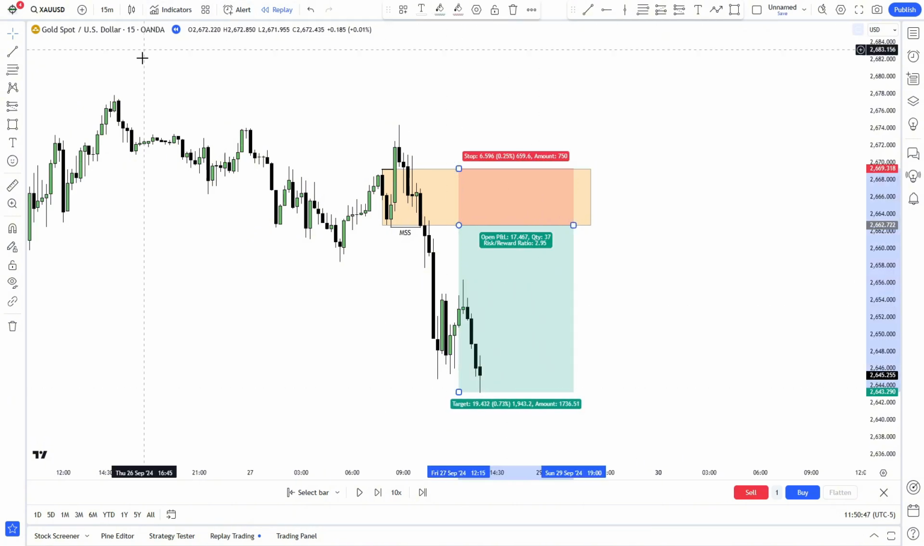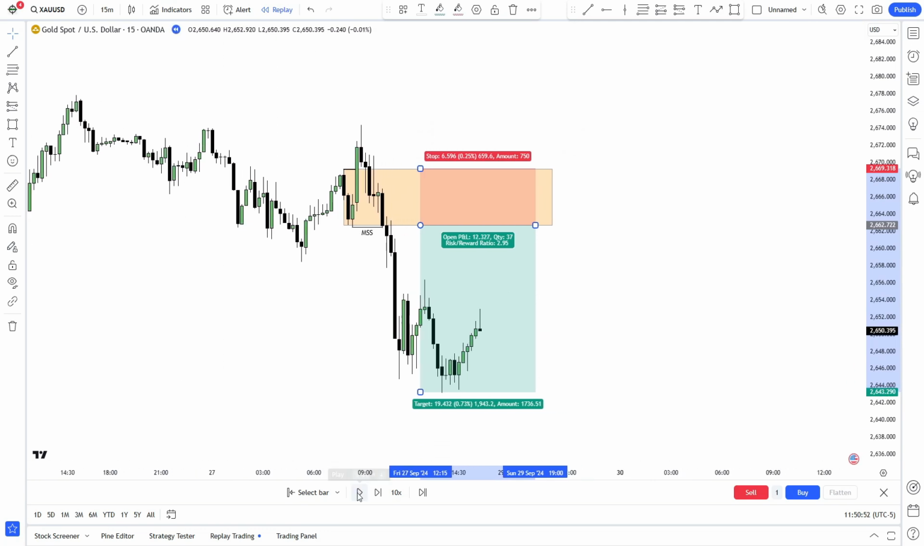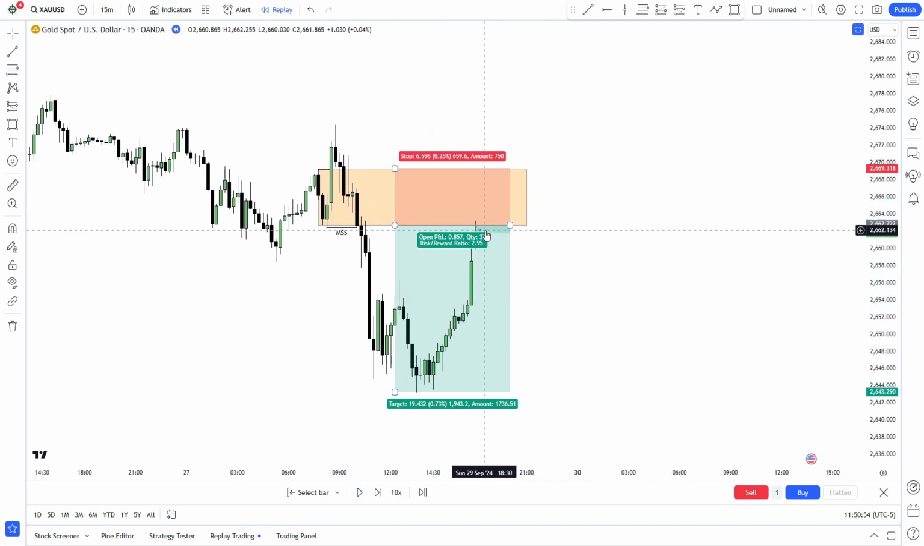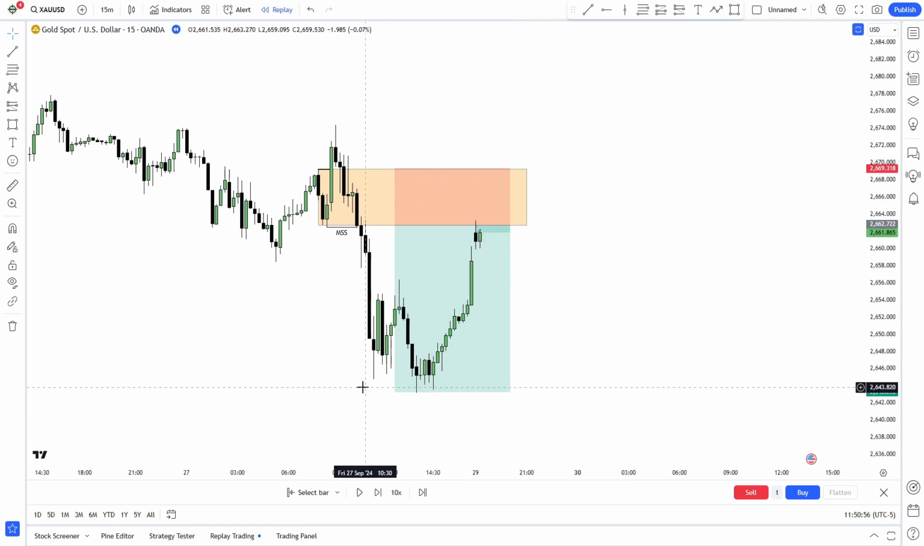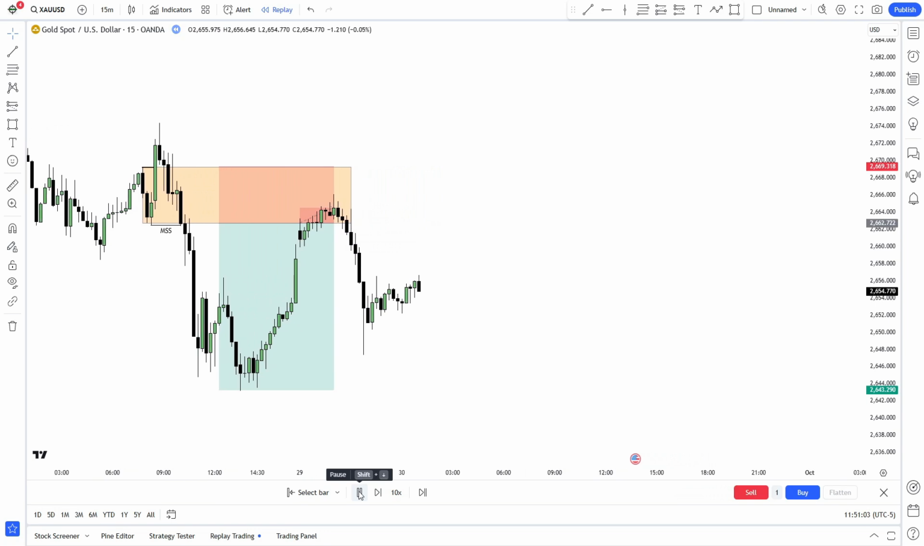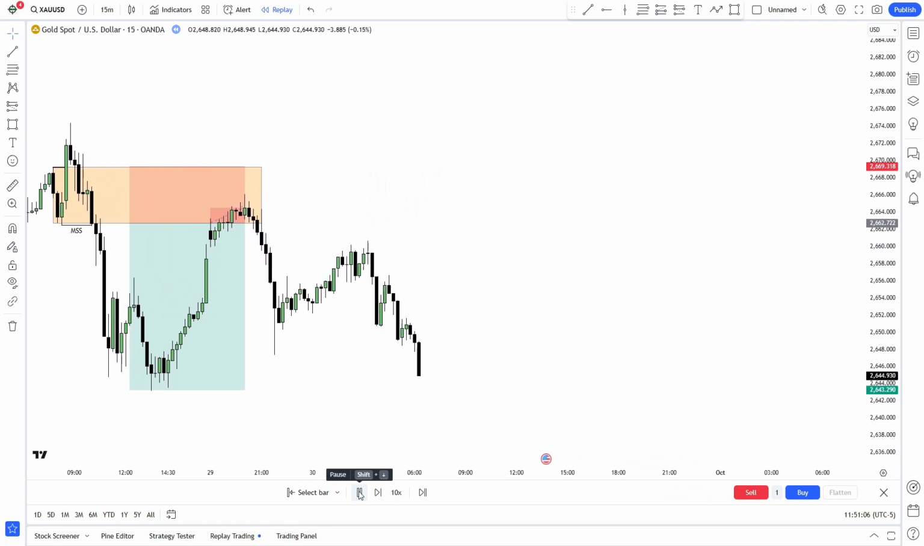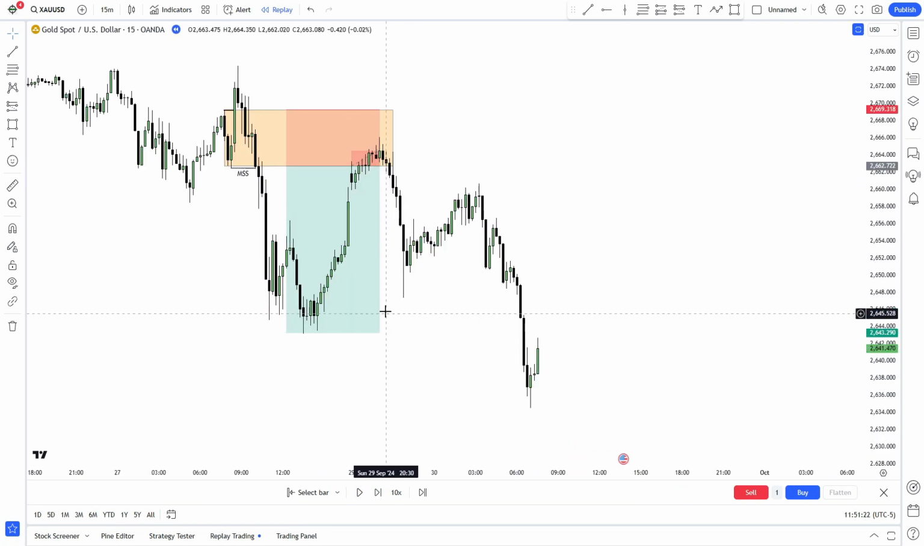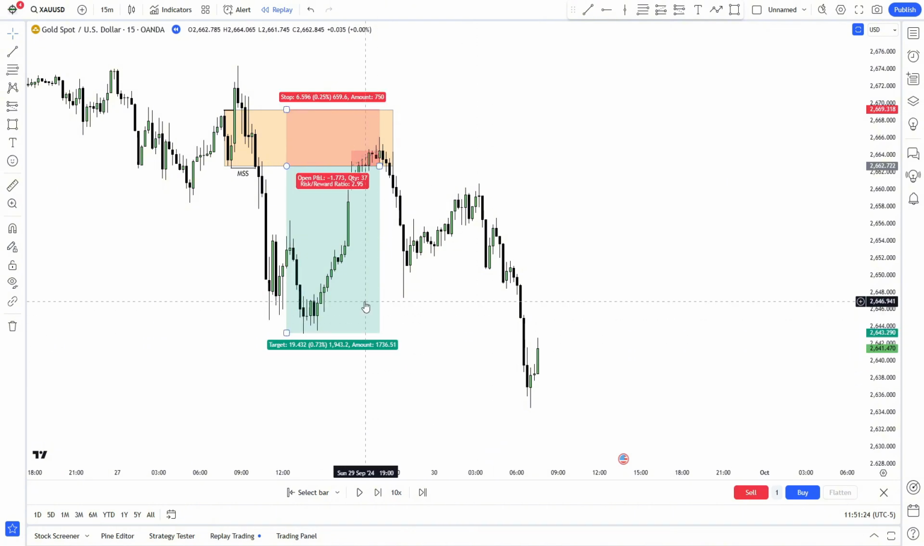And then we'll look to target these lows here. So if we let price play out, we'll wait to get tapped in there, and we'll wait to see these lows get taken out. And as you guys can see, we hit take profit nicely for a nice 1 to 3 risk reward.